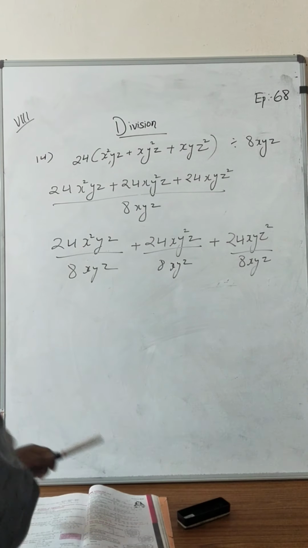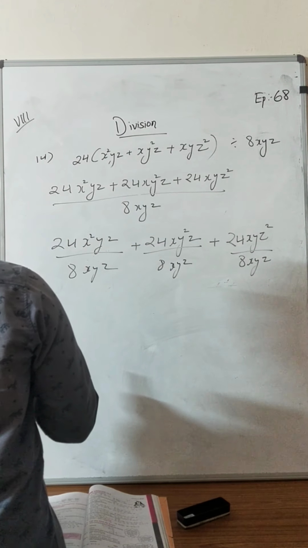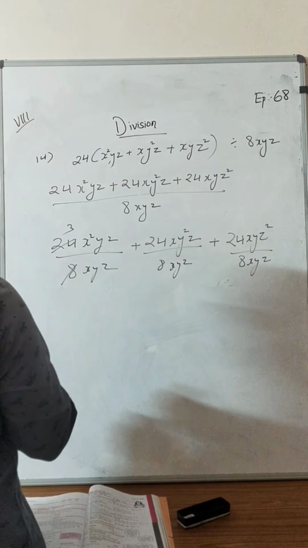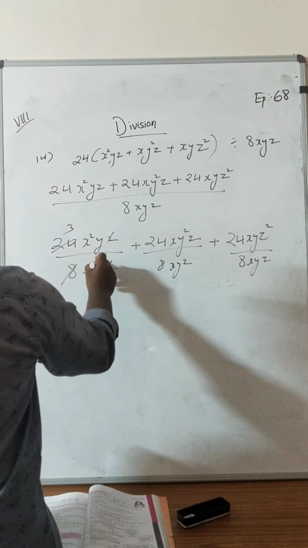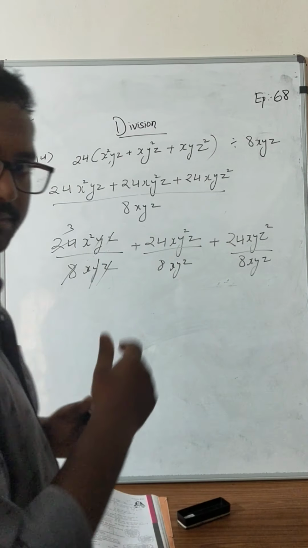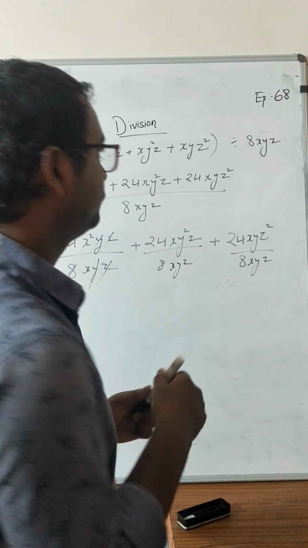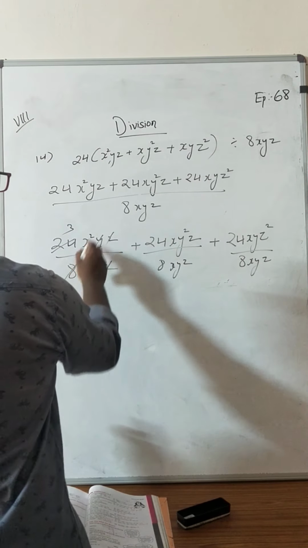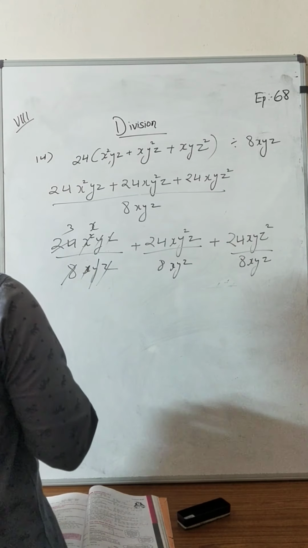Okay, now see here. 8 will cancel 24, giving 3. Z and z will get cancelled, y and y will get cancelled. X power 2 by x, which means x into x over x, so 1x and 1x will get cancelled, left with 1x.